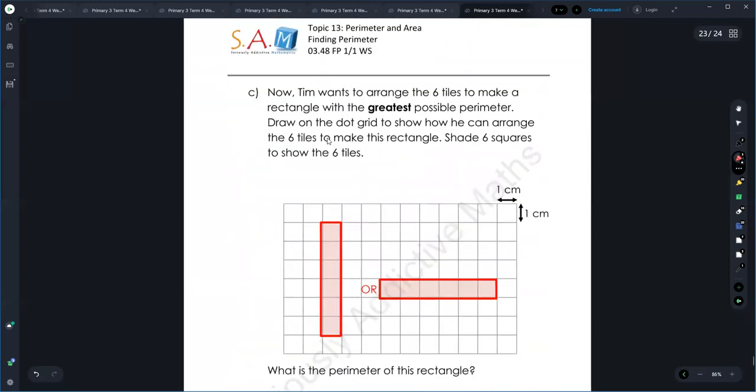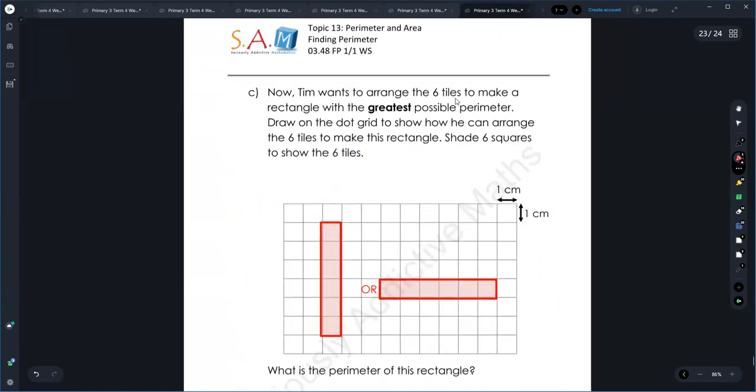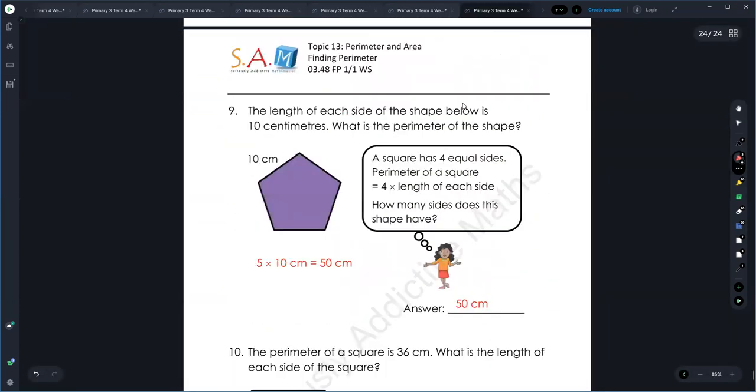And the team wants to draw, make sure it's 6 tiles to make a rectangle with the greatest possible perimeter. Okay, so get them to try doing this. Okay, greatest possible perimeter. 6 tiles, right? What is the greatest that we can get? Okay. And I think that's it.